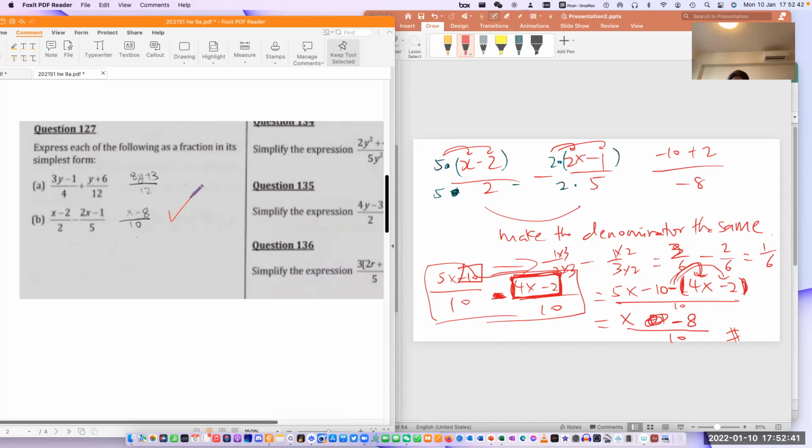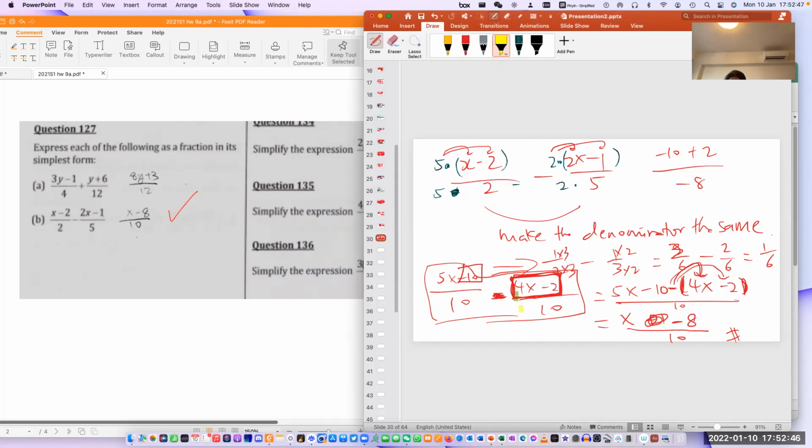Very good. Okay, so the most common mistake is here, this part. The students never put the bracket here, so it's wrong. You're supposed to put a bracket here. The reason is when you have the minus here, you minus the entire block. So when you minus the entire block, you need to put a bracket. Once you put the brackets, you will get the correct answer, which is x minus 8 over 10. Okay, good.